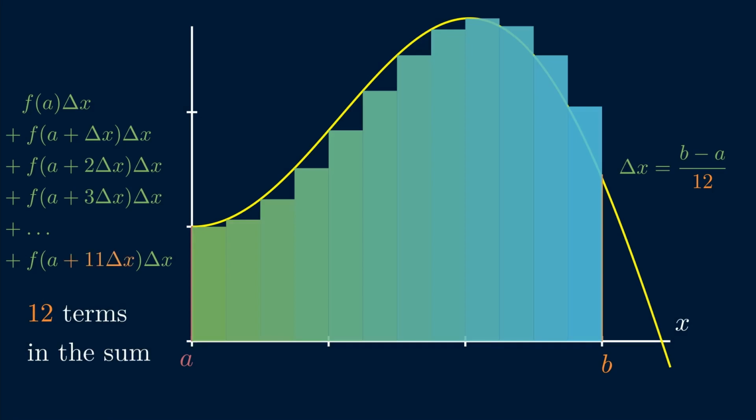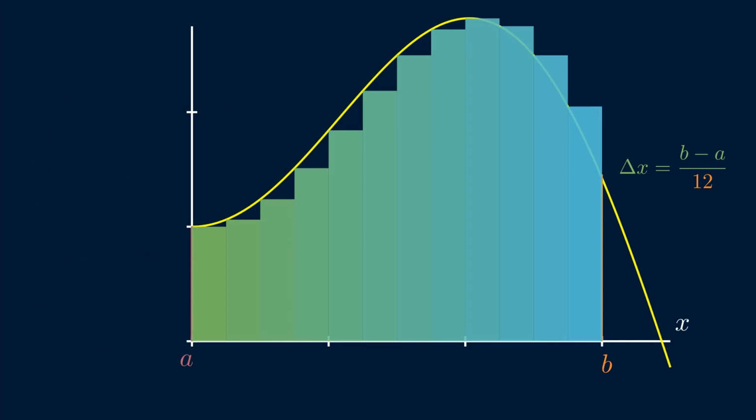Note that the height of the last rectangle is the function evaluated once we've moved 11 times delta x away from a. That is, 1 step less than the number of terms in our sum, just as was the case before. As you might have noticed, the area that we were missing before has shrunk, and our approximation has gotten more precise on account of the finer partition we've made into more rectangles.